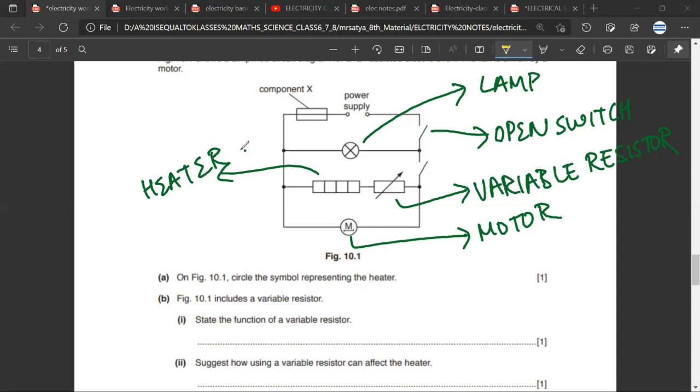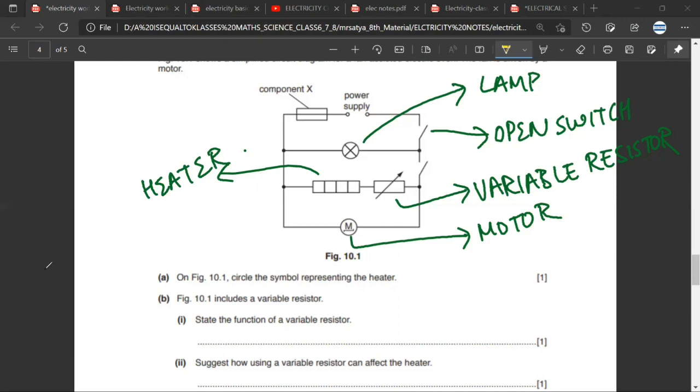Yes. Mr. CP, any doubt? No doubt. Mr. Satya, any doubt? No doubt, sir. Satya, you'll have to spend some time. Maybe you'll have to look at the video again so that you are able to understand. Any doubt? No, sir.